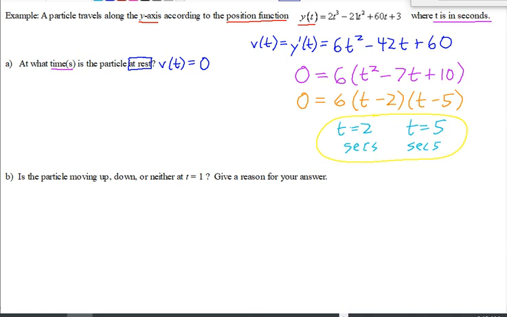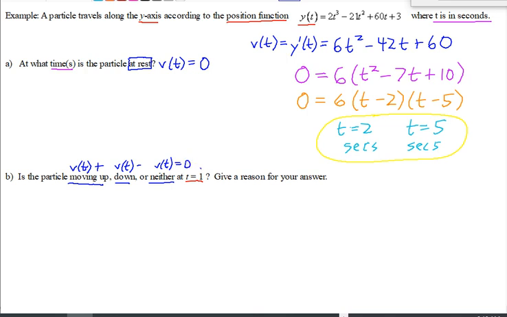All right, then part B says, is the particle moving up, down, or neither at t equals 1, a specific time. So again, what direction it's moving involves the velocity. Here it's moving on the y-axis, so those are your possibilities: up, down, or neither. Moving up would be if the velocity is positive. Moving down would be if the velocity is negative. And neither would be if the velocity is 0, like we saw right here.